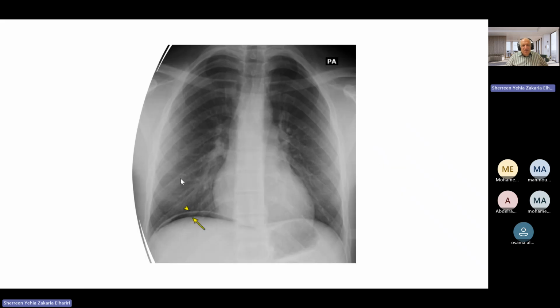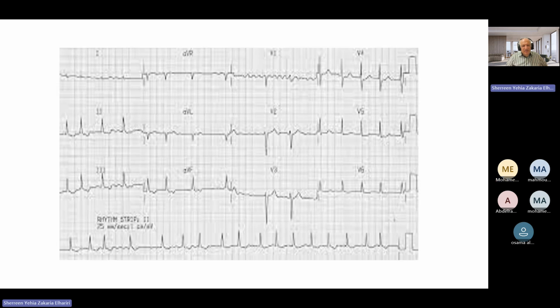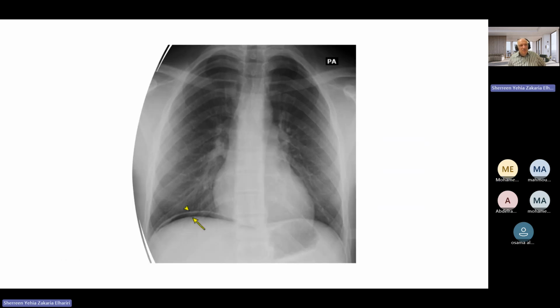Okay, all right. What about the X-ray? What is your impression? There is air under the diaphragm at the right side. What could it be due to? Perforation of a hollow viscus. What is the common cause of perforated viscus nowadays, especially in older people? Perforated peptic ulcer. Due to what? Chronic gastritis? No, it is usually due to medication, non-steroidal anti-inflammatory drugs.